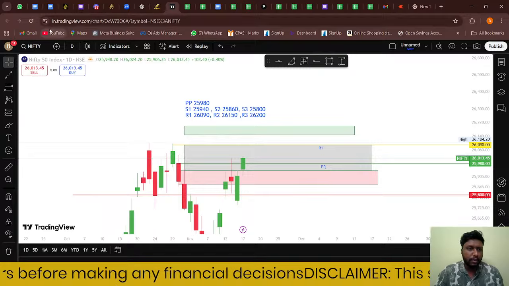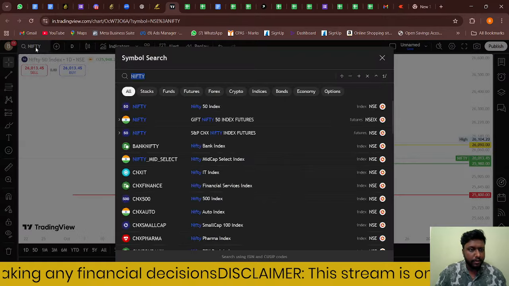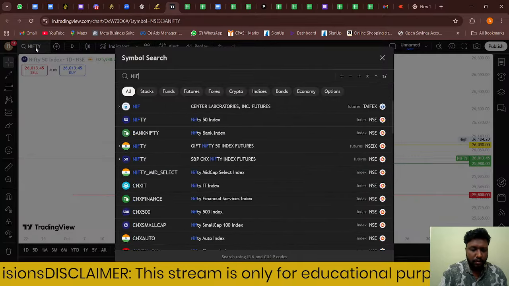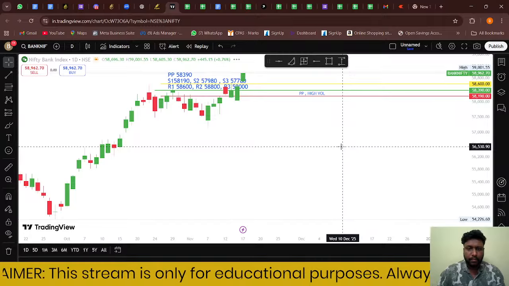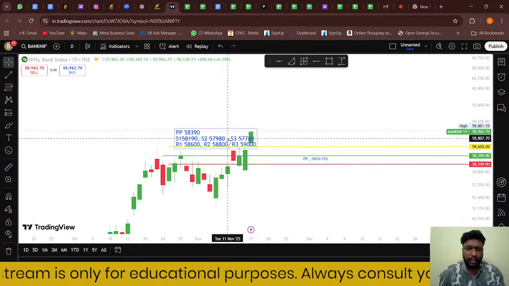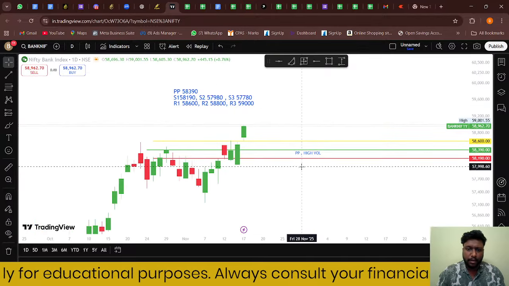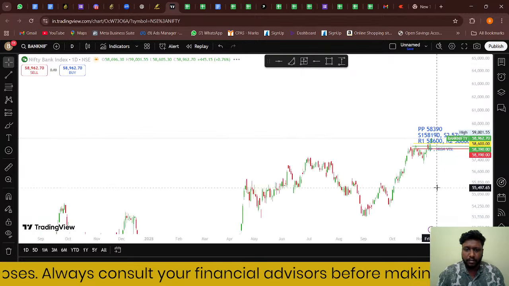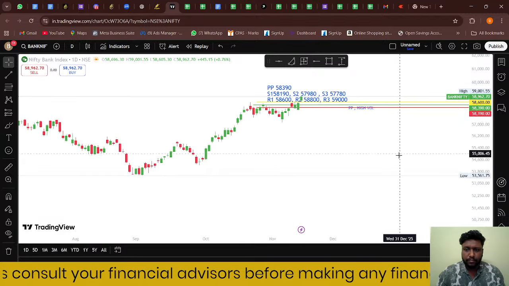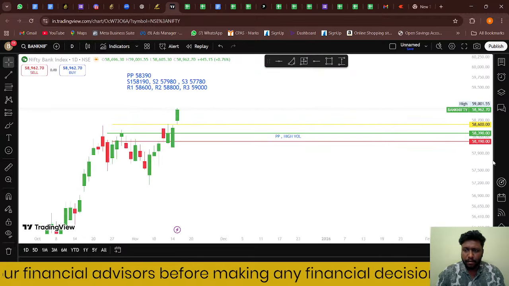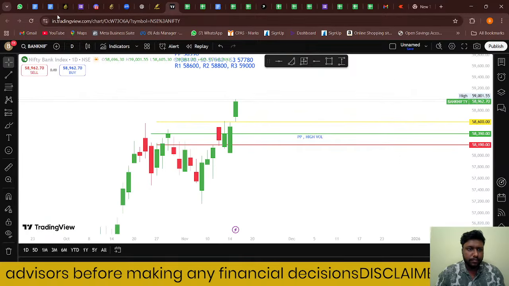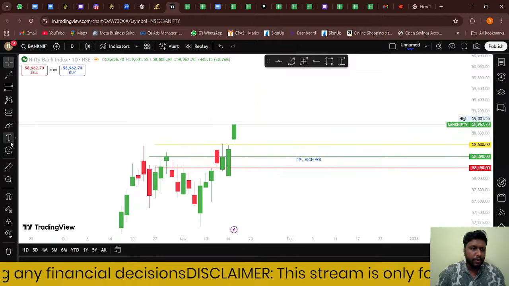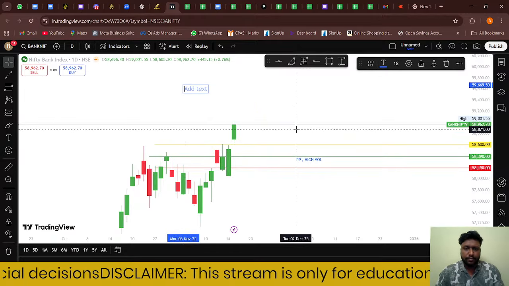I'll change it to Bank Nifty. We'll check the levels of Bank Nifty, Nifty Bank, sorry. Bank Nifty is on a boom, very bullish. It created another all-time high, 59,000. And Nifty is on another level. So today with respect to the Bank Nifty movement, we'll plot the levels for Bank Nifty.